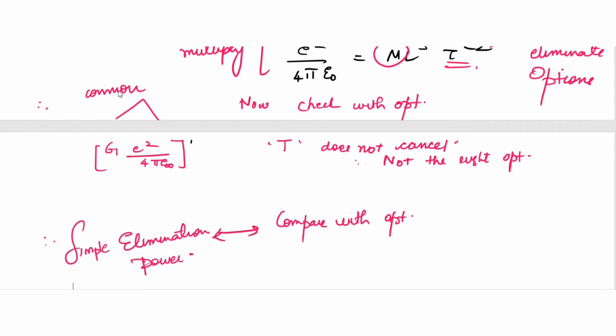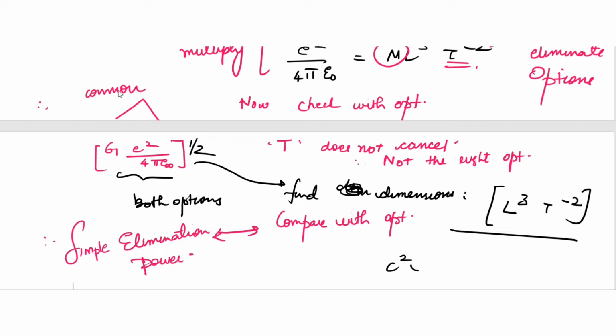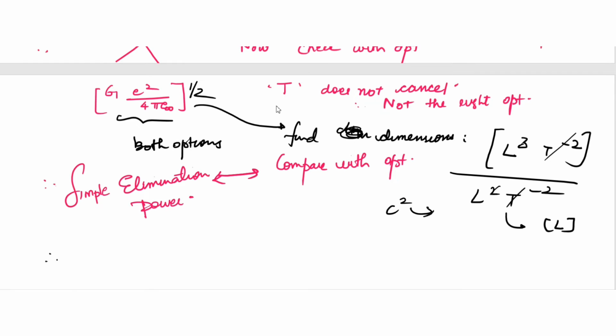So L cube t power minus 2 is what we get when you do whole power 1 by 2. Now compare with the options. Take one of the options, where there is 1 by c square. Substitute, and that way you can check and find if you are getting length. When you do 1 by c square, you will get L square t power minus 2. You have to divide that, so you easily find that it's getting cancelled and you're getting length. So simply you can say that this is the correct option.